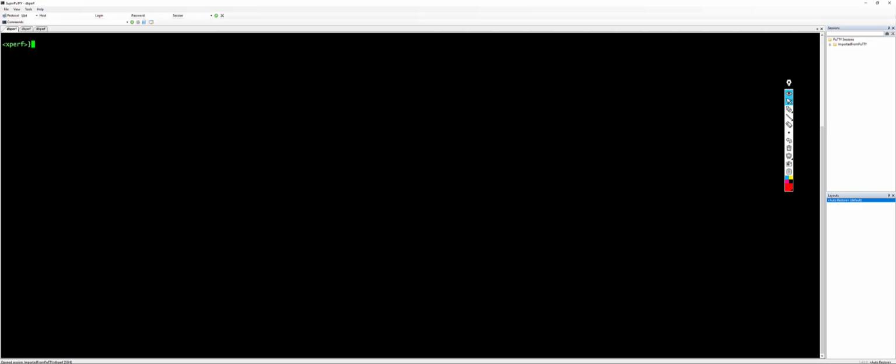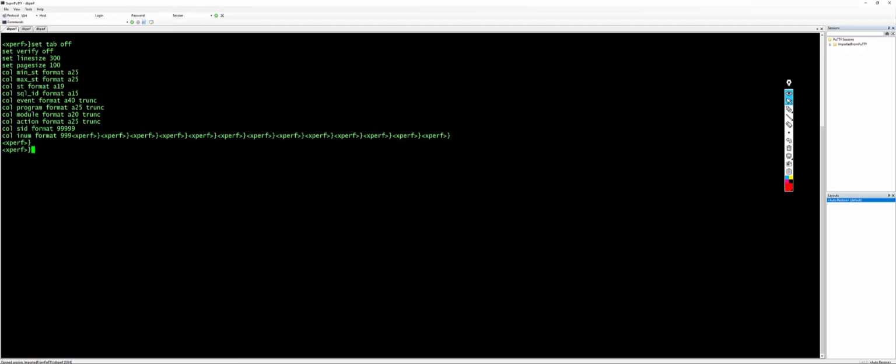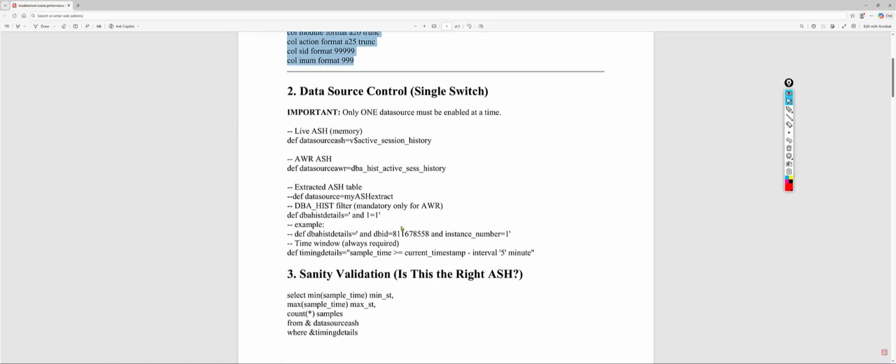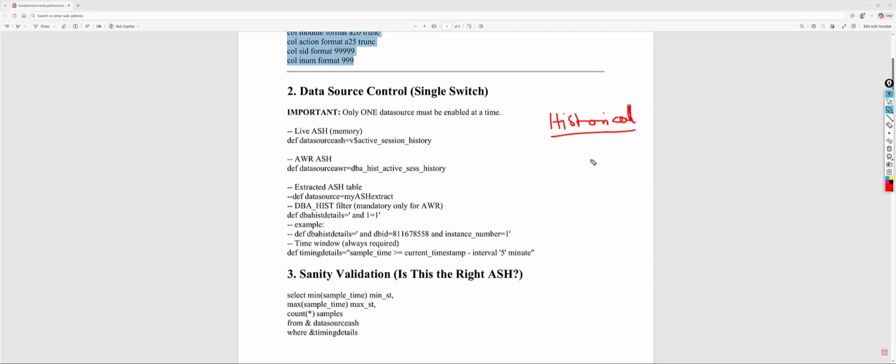So you can imagine when there is some performance issue on your database. Let me explain the different scenarios when a performance issue happens. These are the kinds of performance issue that we analyze. First one is historical, second one is intermittent, and third one is sudden or present.